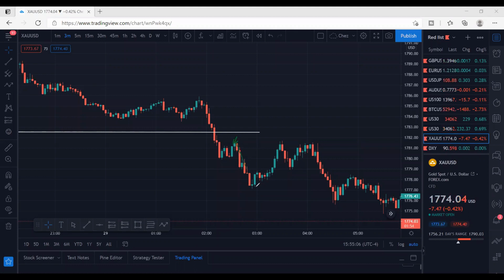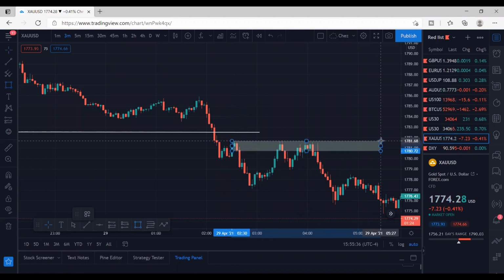Before the down move, and this broke this structure area right here, signaling a continuation of that downtrend. So what you would do is draw your little zone right there. Let me grab a box. You would draw out your little zone right there, from this candle right here.